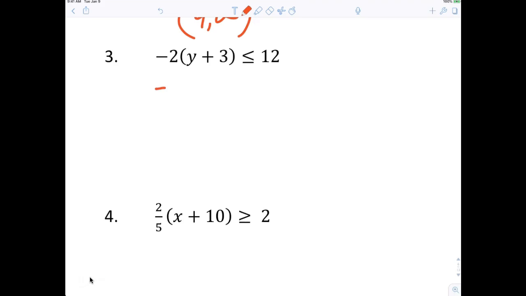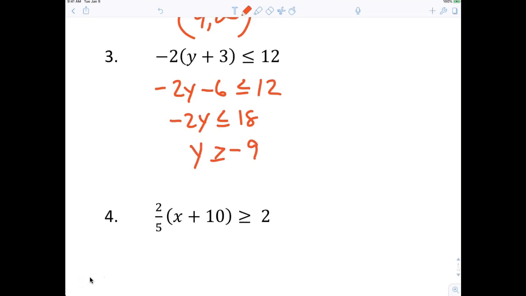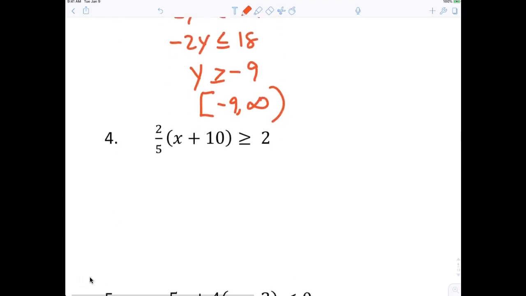So here, -2y minus 6 less than or equal to 12. -2y is less than or equal to 18. Dividing by -2, changing signs. Y greater than or equal to -9. All right? So if I'm greater than or equal to -9, I'm starting at -9, heading out to infinity. Everybody good on this?